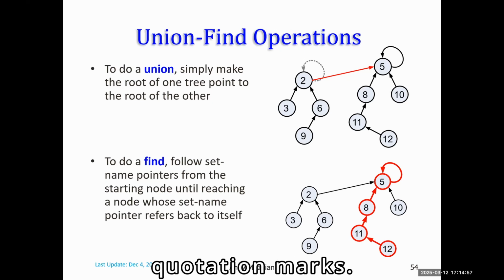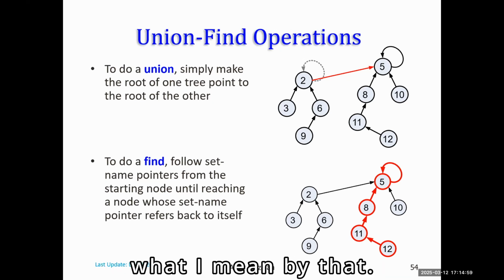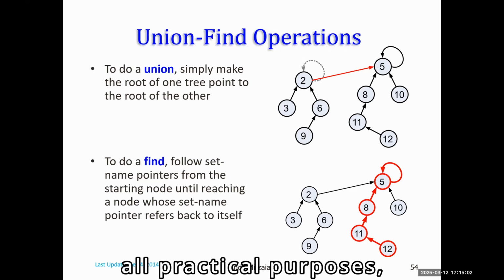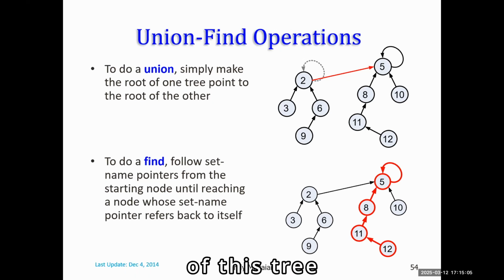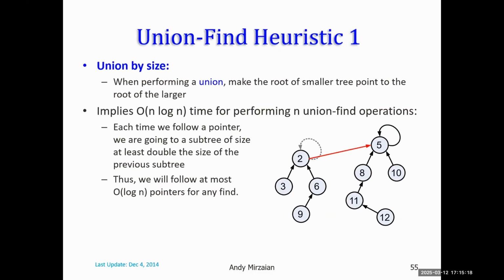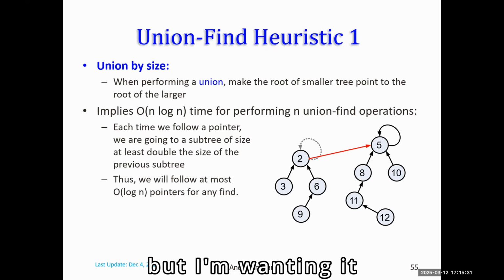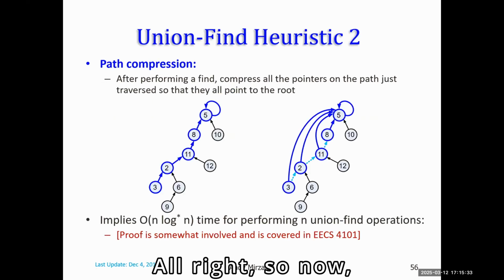Now I put 5 in quotation marks. We're going to get there later with what I mean by that. But let's just say for all practical purposes, we want the height of this tree never to be bigger than 5, so that the work going up is a constant. This is saying you can do it in log n time if the height's log n, but I'm wanting the height to be 5.